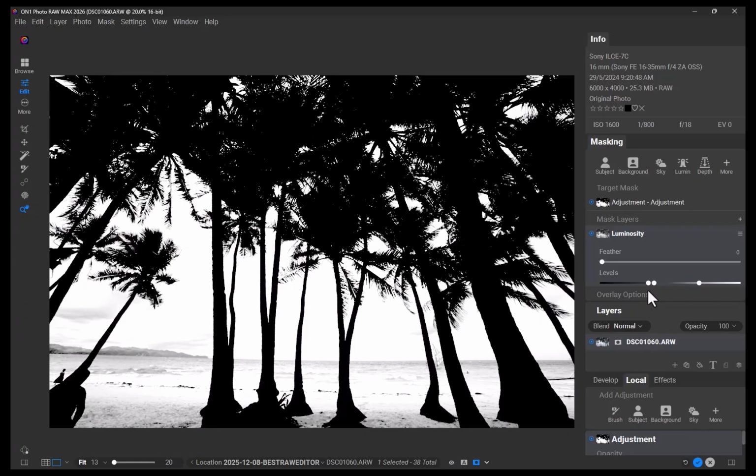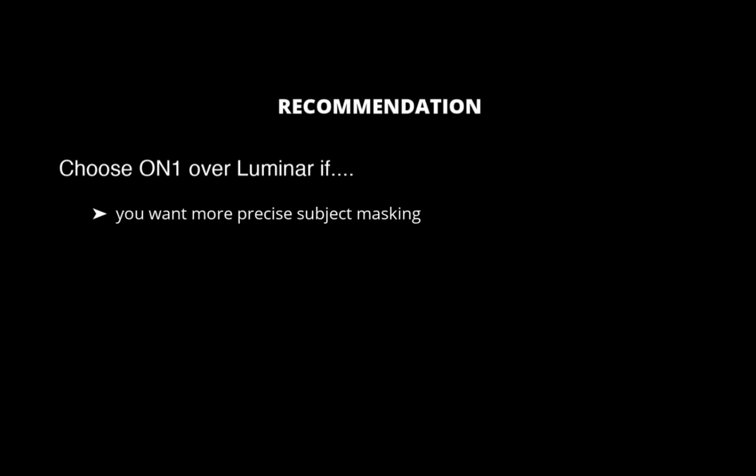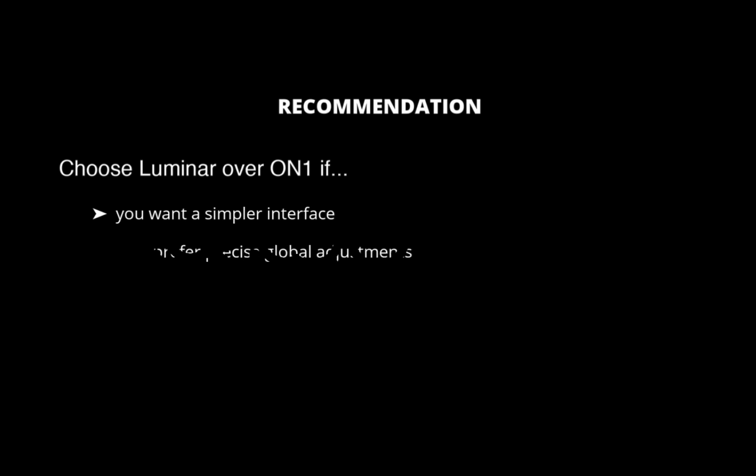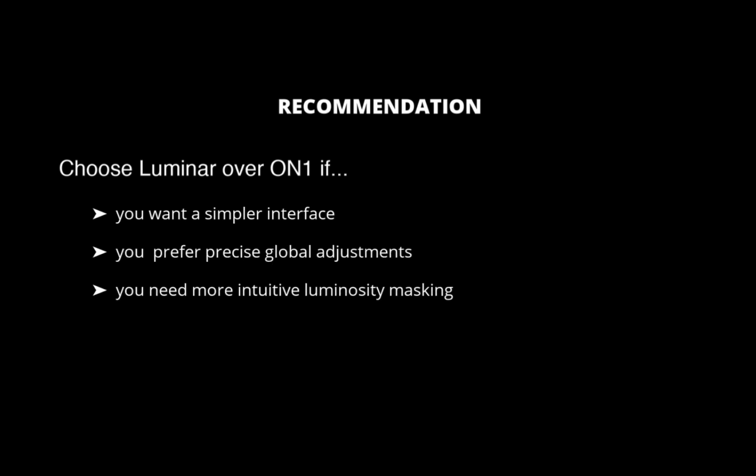So in summary, choose ON1 over Luminar if you want more precise subject masking. You need sophisticated mask combinations, like you want to add a subject mask to a gradient. You want high-quality AI upscaling. ON1 currently has the best upscaling technology with Resize AI. You may also prefer ON1's more natural color rendering. And I find that ON1 has the better sharpening tools. On the other hand, choose Luminar over ON1 if you want a simpler, more intuitive interface. You want more precise global adjustments. You prefer more intuitive luminosity masking. And you need features like sky replacement, HDR merging, or focus stacking, which Luminar does better. At number 2 is DxO PHOTOLAB 9.